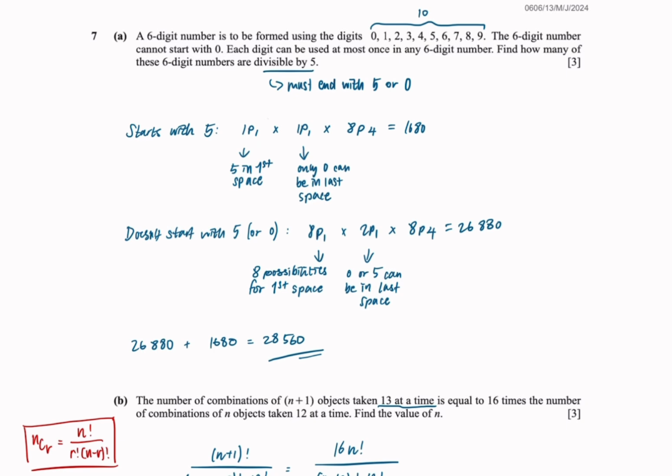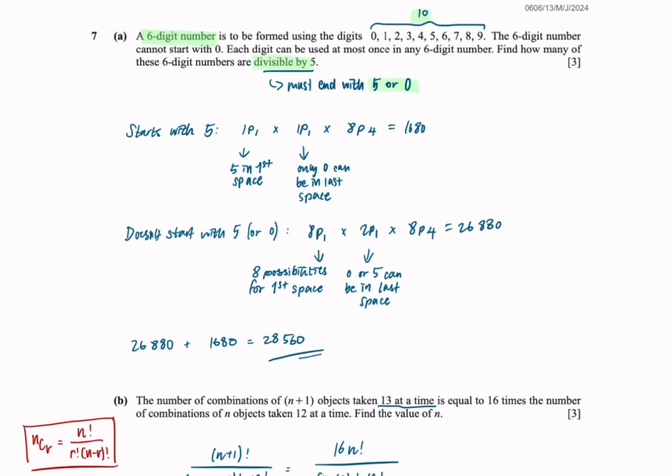Okay, so important things to note for this question is that there's 10 numbers in total, and you're finding a 6-digit number. And the condition is that the 6-digit number must be divisible by 5. Okay, so for it to be divisible by 5, it must end with 0 or 5.